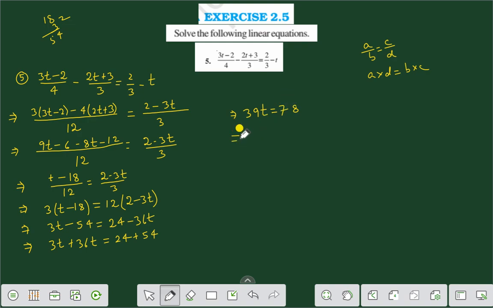Or you can write here as 39t is equal to 78. That means dividing both sides by 39, we are getting t equals 78 by 39. We divide, this is 1 and this is 2. That is, t is equal to 2, and that is the answer.